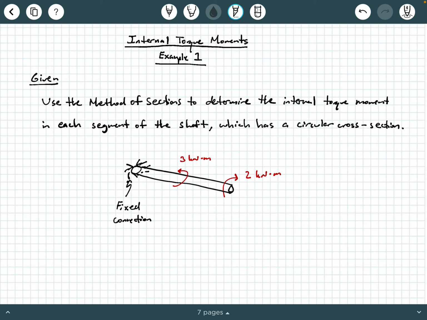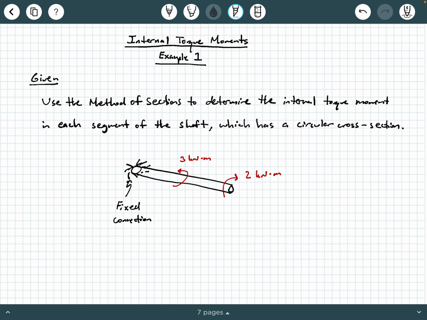In the given information, we're being asked to use the method of sections to determine the internal torque moment in each segment of the shaft, which has a circular cross section. In the figure, we have a fixed connection at the left end, and then a 3D view of a shaft coming out of that fixed connection that has two different torque moments applied to it. Near the middle, we have a 3 kilonewton meter torque moment, and then at the end of the shaft, we have a 2 kilonewton meter torque moment going in the opposite direction as the 3 kilonewton meter torque moment that's near the middle.